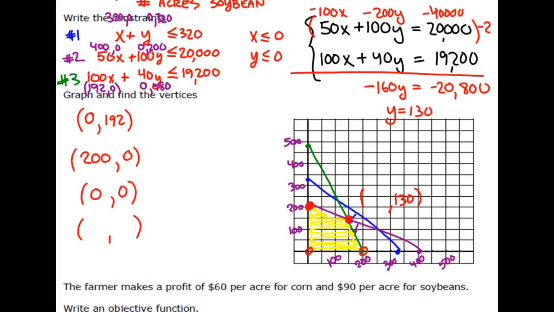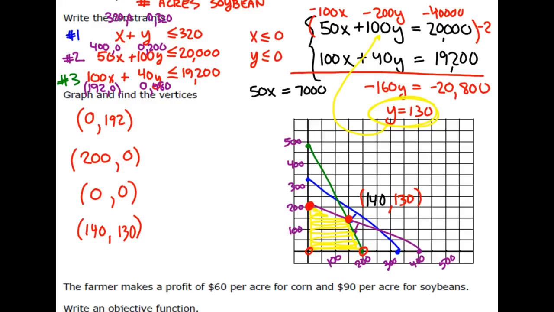Excuse me. Now, what do I get for x there? Well, take that 130, put that in either equation for y. Probably just put it in the top one there. So 130 times 100. And then we're going to subtract that from 20,000. We get 7,000. So if I solve that, I'm going to get 50x equals 7,000. Then divide that by 50, and you get 140. So 140 and 130 is that one vertex. It wasn't real easy to find that intersection.